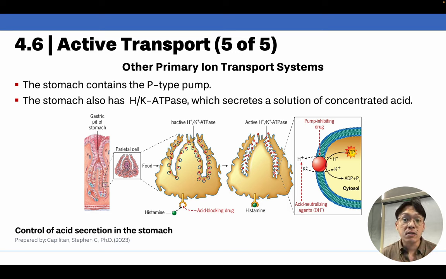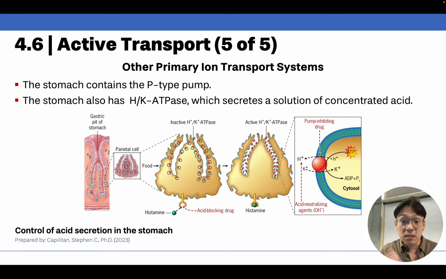When food enters the stomach, it triggers a cascade of hormone-stimulated reactions in the stomach wall that leads to the release of histamine, which binds to the receptor on the surface of your acid-secreting parietal cells. These are specialized cells found in the stomach which secrete acid, making your stomach acidic.